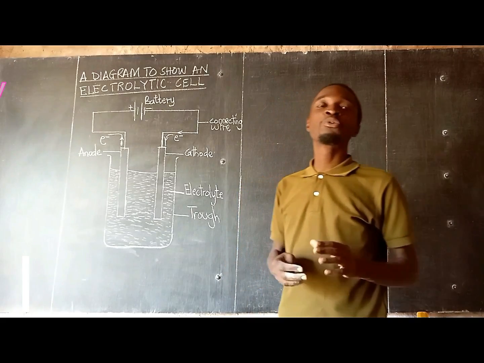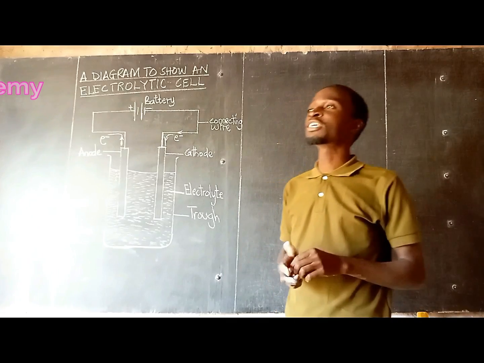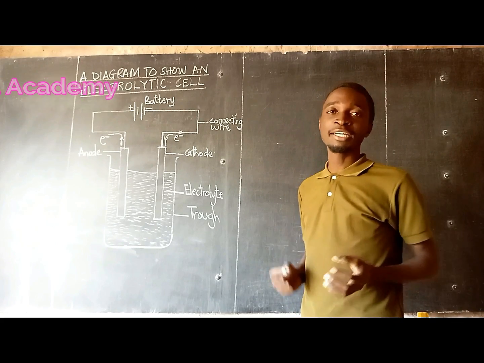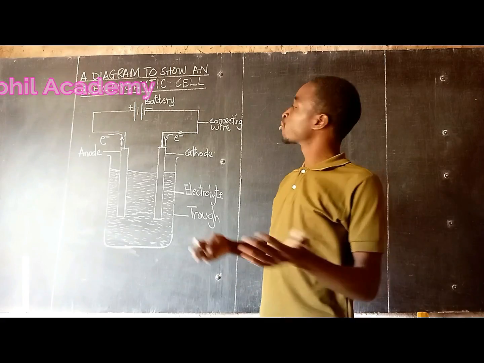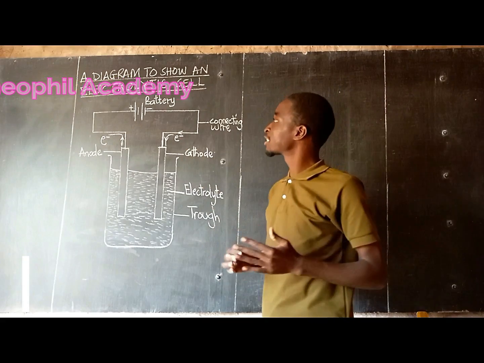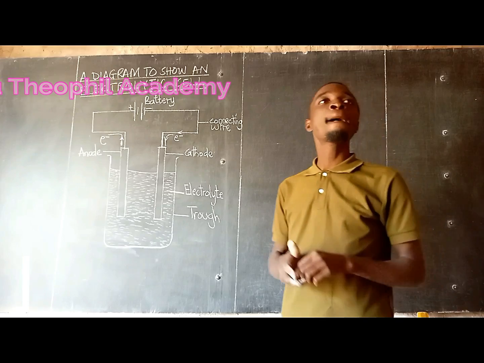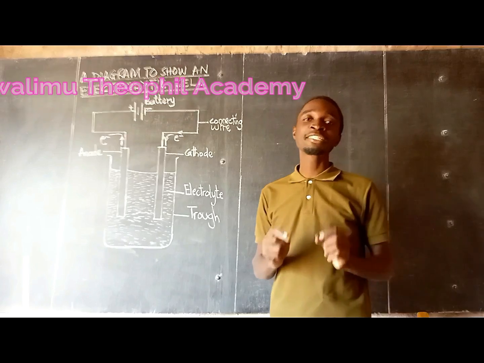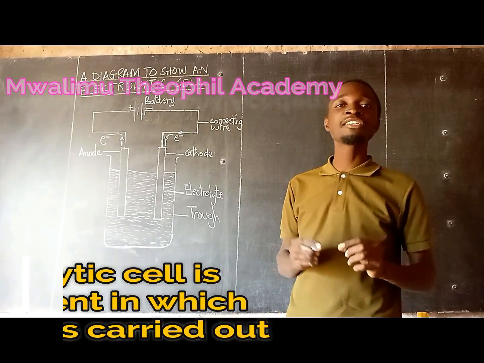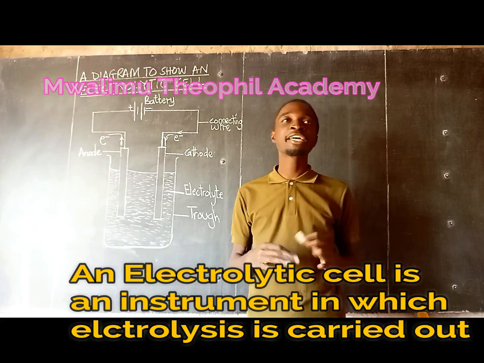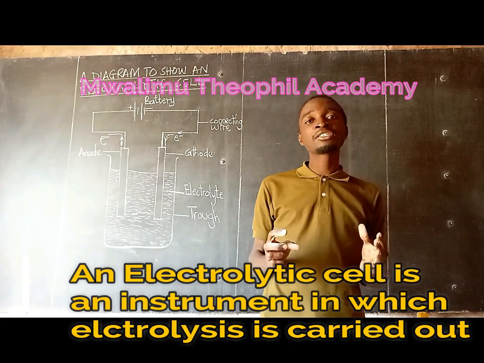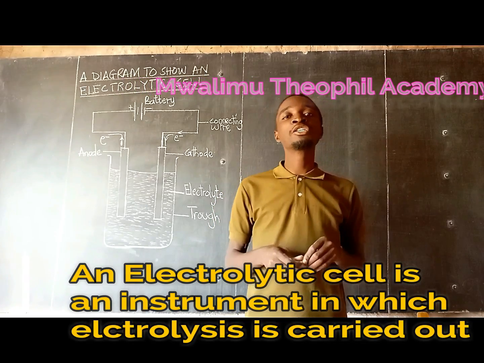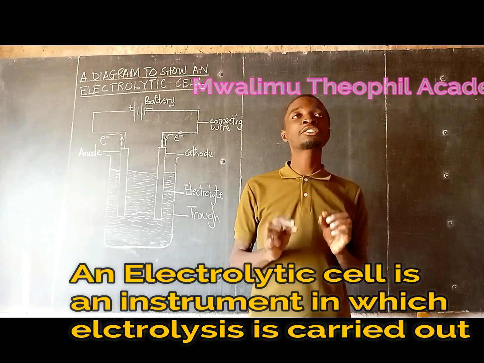Today, I am going to continue with our topic of electrolysis, and I'm going to deal with a description of an electrolytic cell. First of all, as you may see the diagram here, but let us first know what we mean by the term electrolytic cell. What is an electrolytic cell? An electrolytic cell is a device in which electrolysis is carried out. So, a device or an instrument through which the electrolysis process takes place is what we call an electrolytic cell.